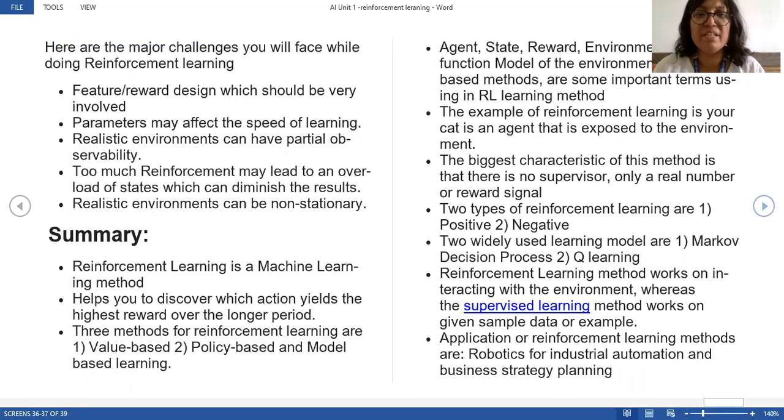Summary: reinforcement learning is a machine learning method that helps you to discover which action yields the highest reward over a longer period. Three methods for reinforcement learning are value-based, policy-based, and model-based.